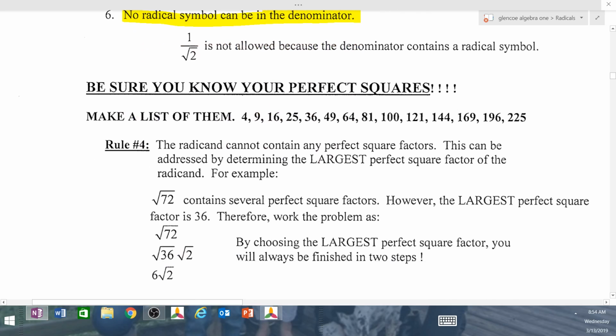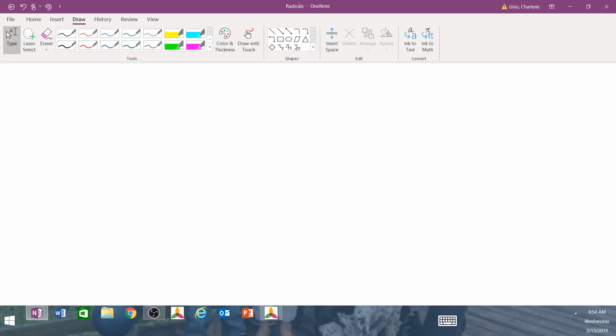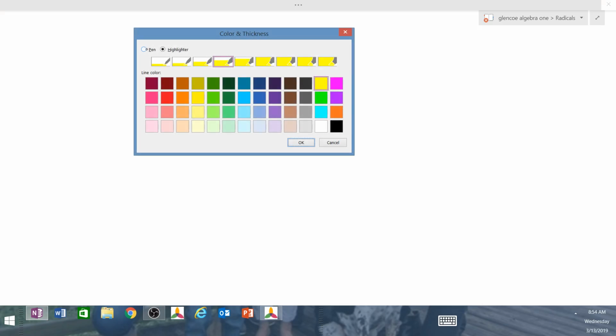Okay? We want to be sure that we know our perfect squares. You can make a list of them. They left 1 out: 1, 4, 9, 16, 25, 36, 49, 64, 81, 100, 121, 144, 169, 196, 225, and so on. Okay? All right. Let me take a minute to do one more with you, simplifying radicals by prime factorization. And then I'm going to show you the other method as well.